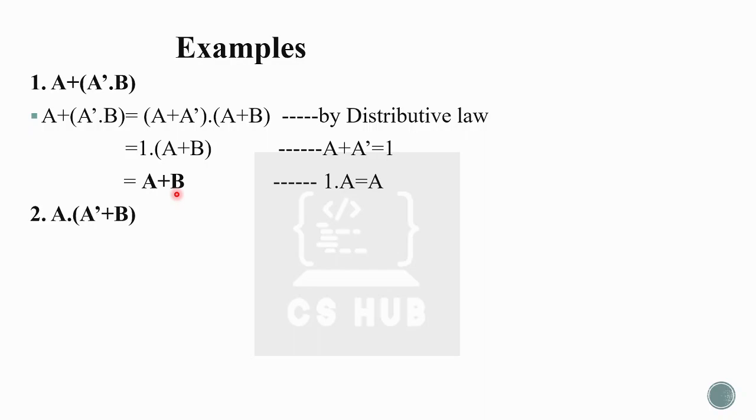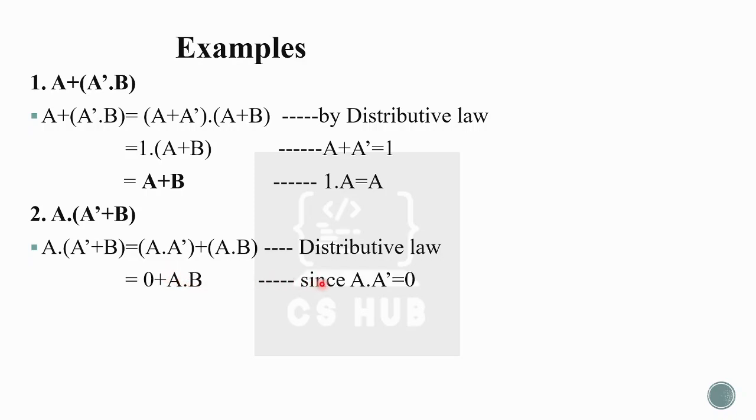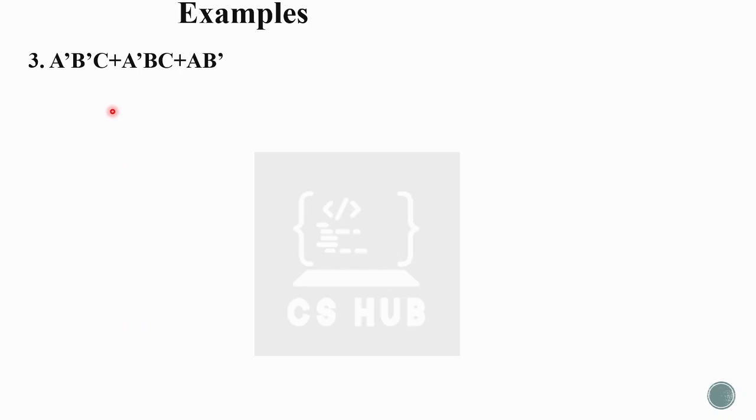Okay. Next, another example, a into a bar plus b. Here also we can apply the distributive law like a into a bar plus a into b, right? By distributive law, and we know that a into a bar is equal to 0. It will become 0 plus ab. We used the expression a into a bar is equal to 0. Then 0 plus a equal to a, that we know, which means 0 plus ab is equal to ab, our final answer, right?